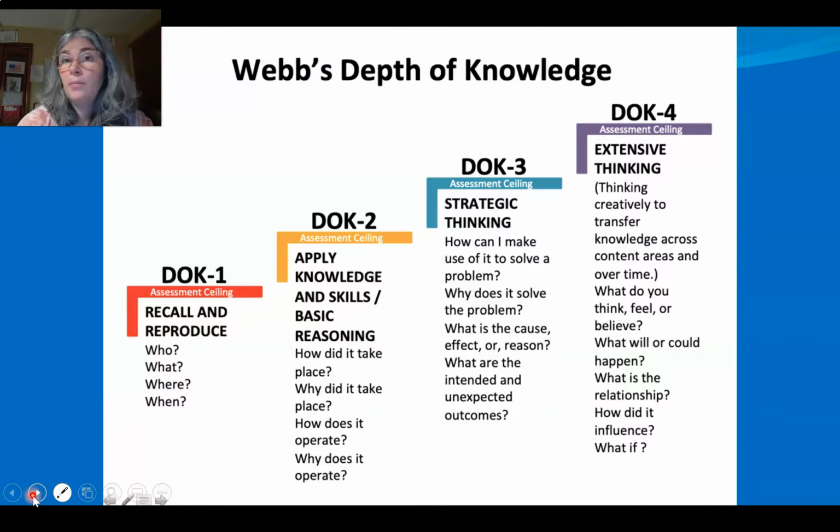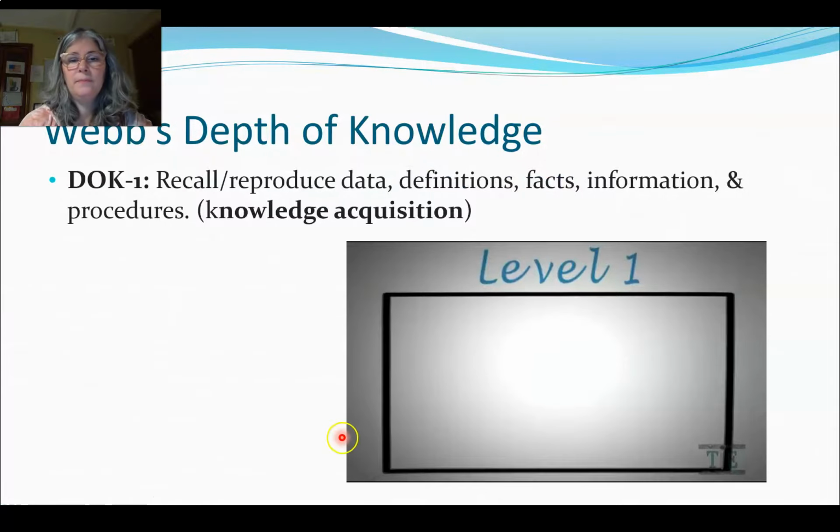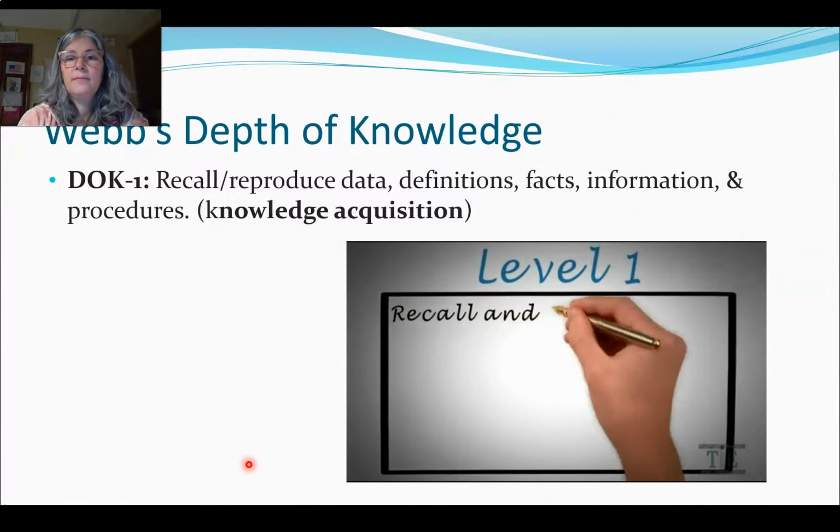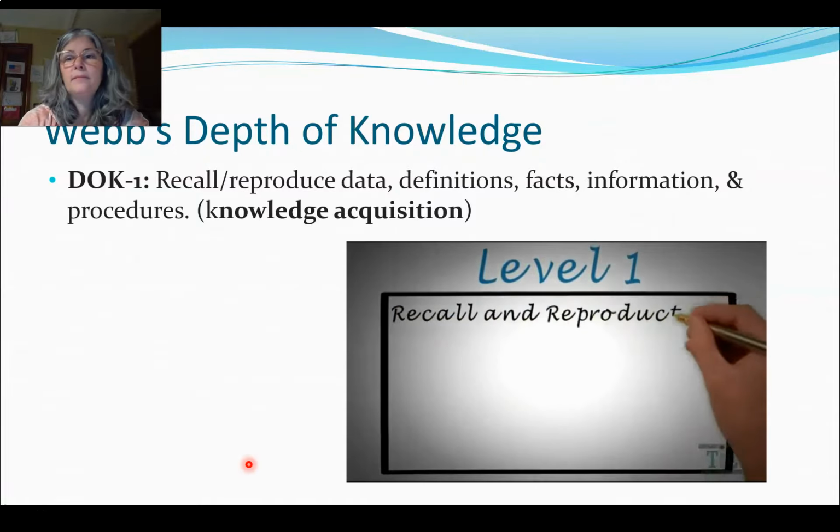So this is Webb's depth of knowledge. I have included it in your fill-in notes. We're going to go through each of these 4 levels rather briefly. I'm going to use a video to explain them, and I also have provided some information for your fill-in notes. So let's start at the lowest level. Level 1. Recall and reproduction.